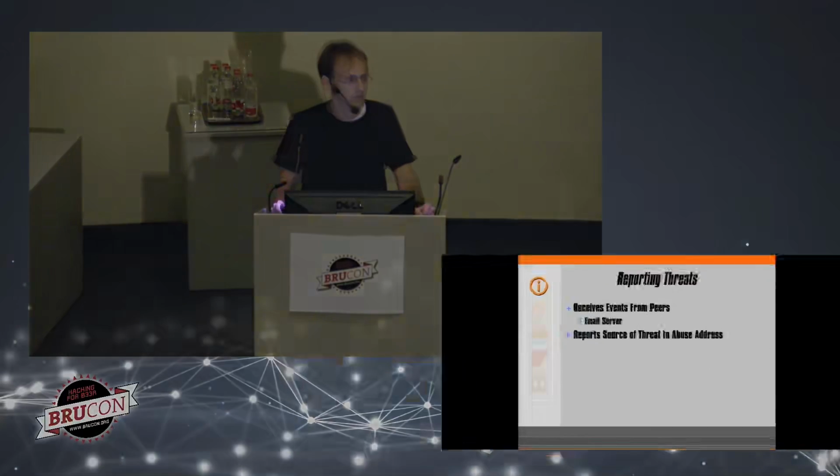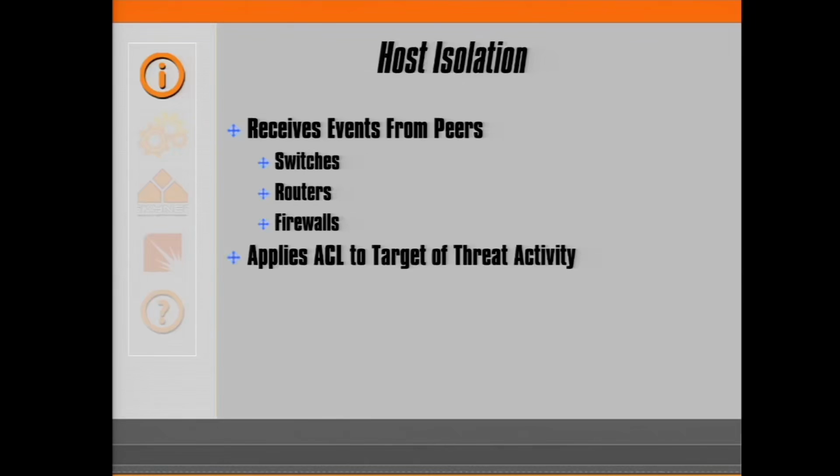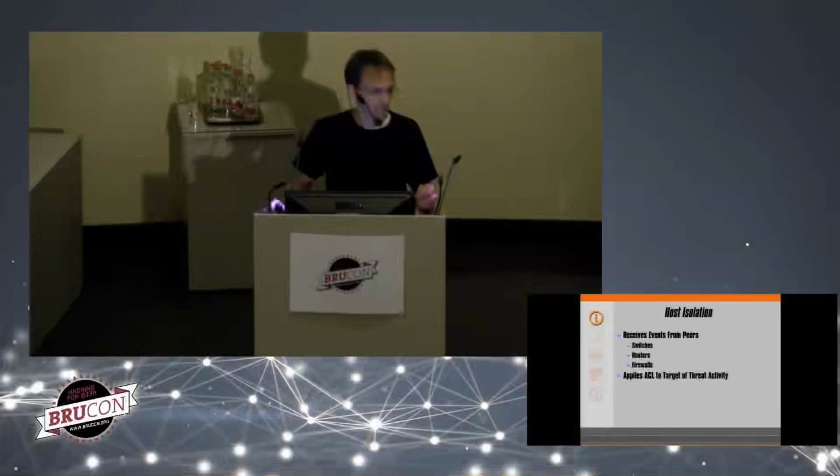Reporting threats. An email server could receive events from peers and then report the source of the threat to the abuse address. Okay. Host isolation. Switches, routers, firewalls can receive events from peers and then apply an ACL, a bit different, to the target of threat activity.